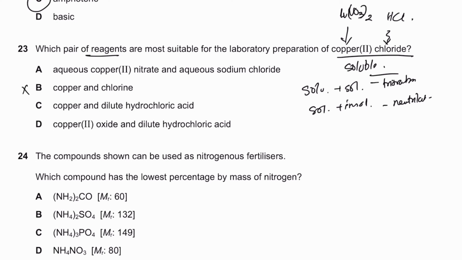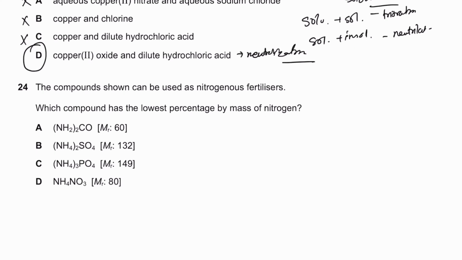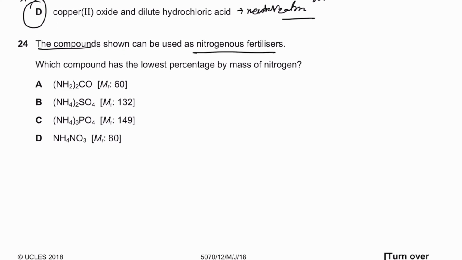Copper nitrate and sodium chloride are both salts. It's never going to work. It's a salt. Copper, so it's not going to work. So the only option is D, using a neutralization reaction.